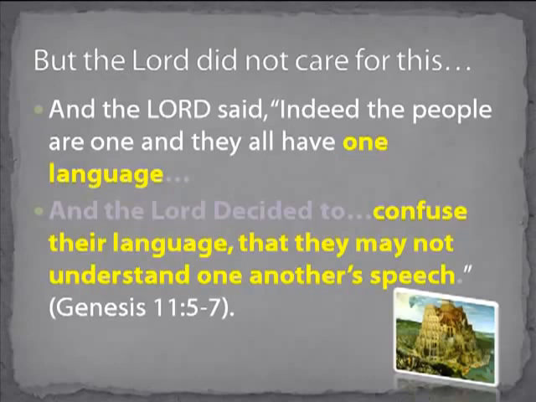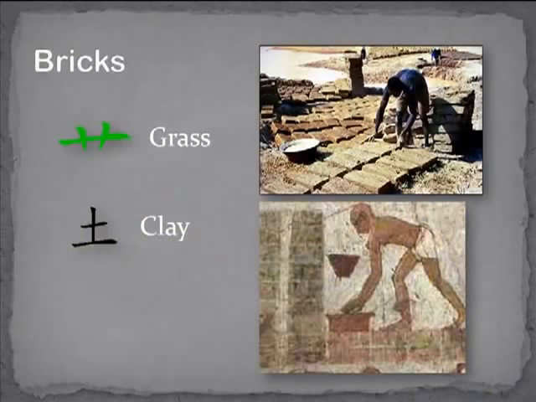So people couldn't communicate. They couldn't bake their bricks. They couldn't build the tower. And what did they do? They broke off into tribes, and they traveled far and wide.